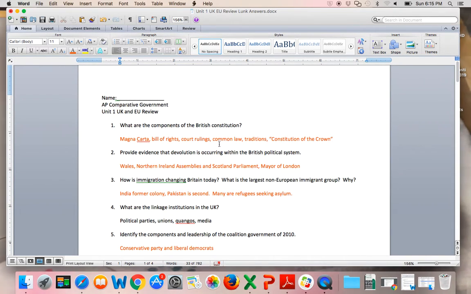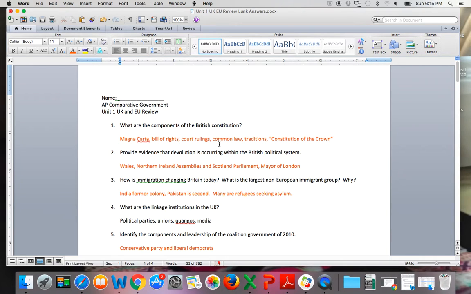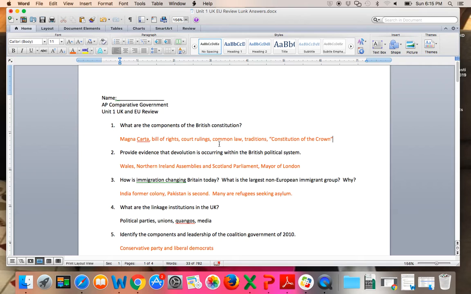Devolution is occurring by the British government, the UK government, giving power to the Wales and Northern Ireland Assembly, as well as the Scotland Parliament. Also, the Mayor of London is gaining more power.